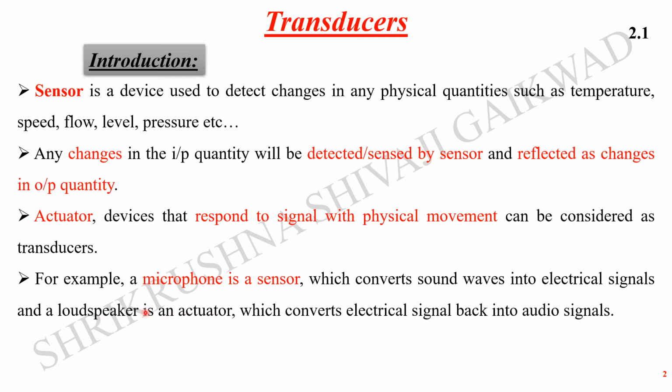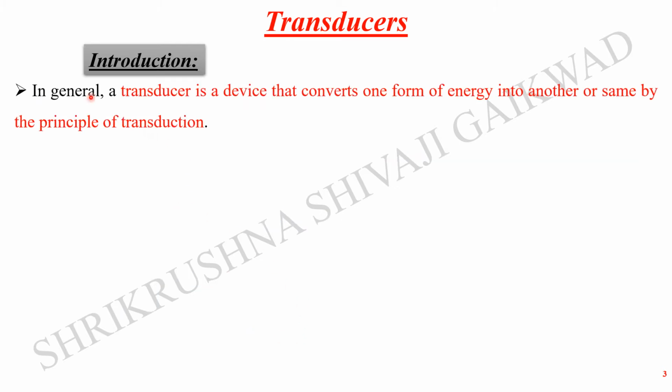And there is one more example: the way in which I am just now recording this video, my sound energy is converted into an electrical signal, and the electrical signal will be stored in the device, and again it can be converted back into the audio signal at your end as well. So this is one more example of a transducer. In general, a transducer is a device which converts one form of energy into another, or the same, by the principle of transduction.